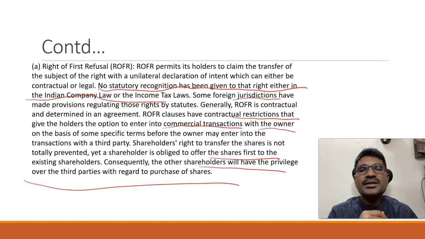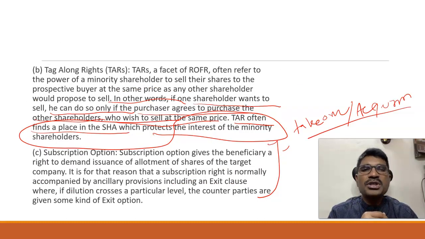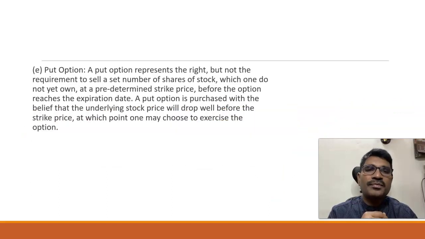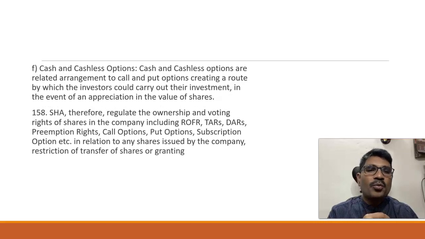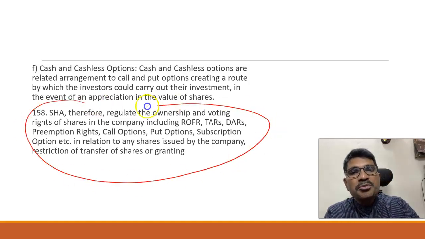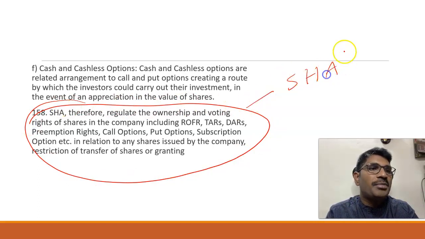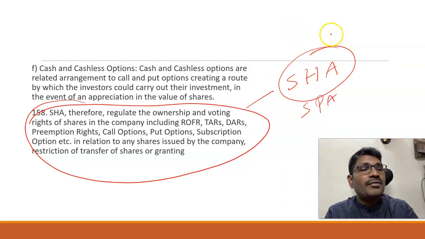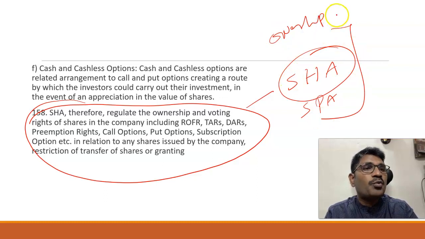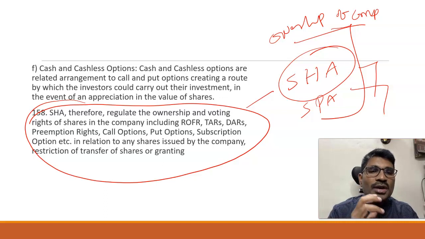These are some of the clauses, for example ROFR, TAR, subscription clauses, call options, put options, and cash and cashless options. What is the takeaway from these options? Under paragraph 158 of the Vodafone judgment, it says, SHAs therefore regulate the ownership and voting rights of the shares in a company. Kindly remember this very, very important point. Shareholding agreements and share purchase agreements decide the ownership of the company by virtue of various clauses in the transfer agreements. So in the transfer agreements of the shares, they keep various clauses.